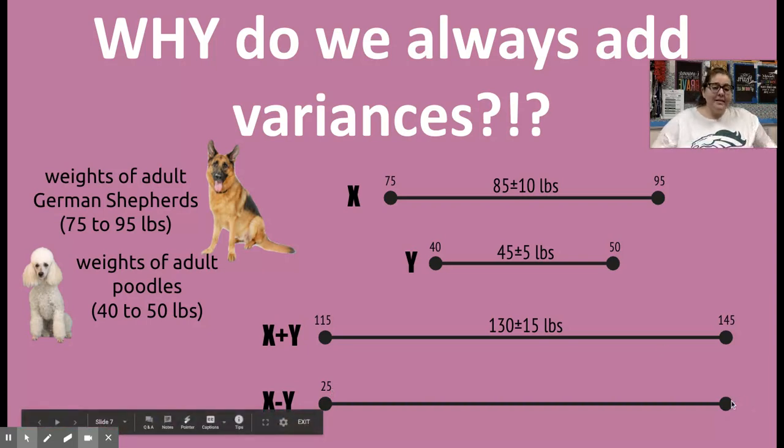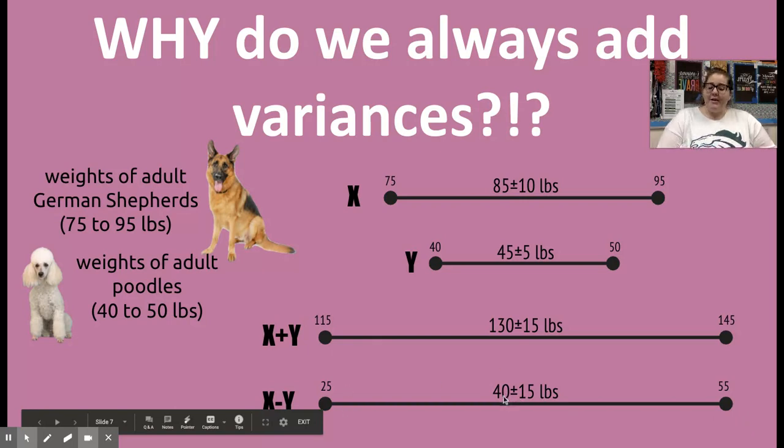Similarly, the biggest difference in their weights would be if I have a really big German Shepherd, so a 95-pound German Shepherd, and a really small poodle, so a 40-pound poodle. That gives me a difference of 55. The middle of that set of differences is 40 plus or minus 15 pounds. So 40 plus 15 is 55, 40 minus 15 is 25.